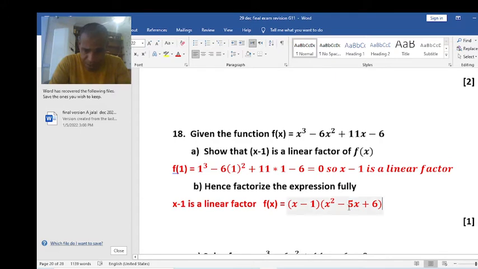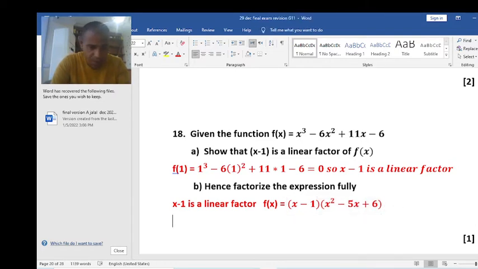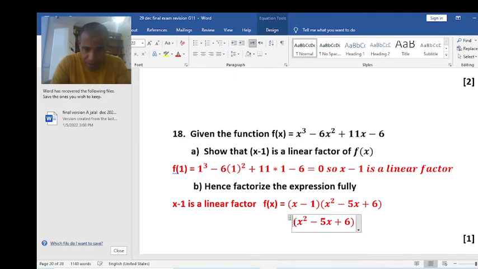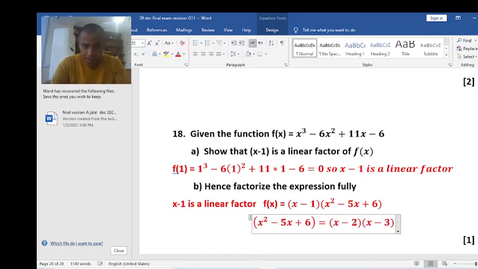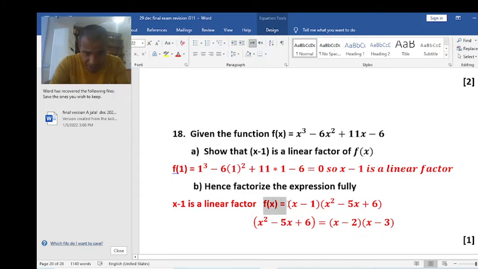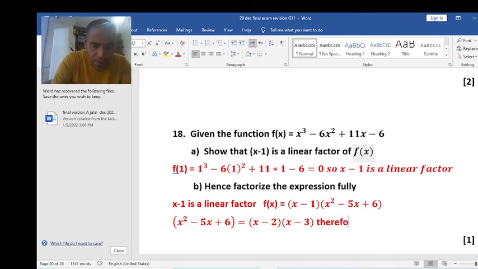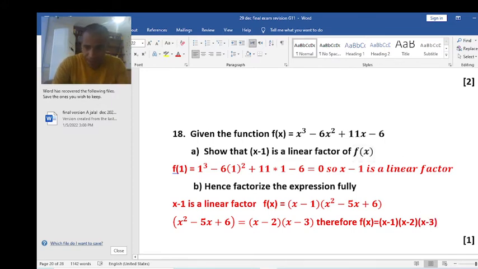Then I will try to factorize the following one, x squared minus 5x plus 6. You can use the method of factorization or the quadratic formula to factorize this. So this one is equal to x minus 2 multiplied by x minus 3. Now I have fully factorized this one, so therefore we have f of x equals, between parentheses, x minus 1 multiplied by x minus 2 multiplied by x minus 3.